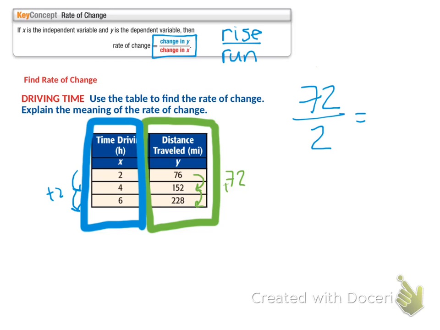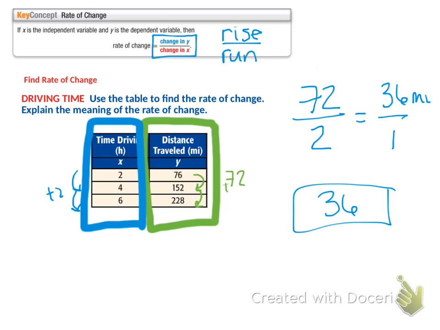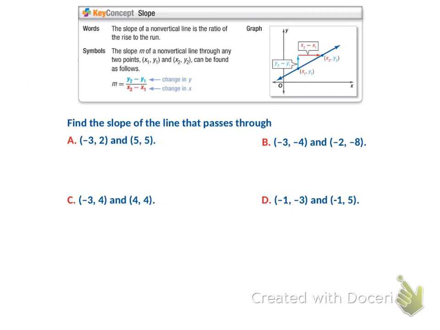So my slope, or my rise over run, can be simplified to 36 over 1, or simply 36. What does that mean? It's 36 miles, because those are the y's, per hour. 36 miles per hour. That's my slope in this case, or my rate of change. Alright, so we've done it from a graph, we've done it from a table. Now let's see if we can remember how to do it from ordered pairs.